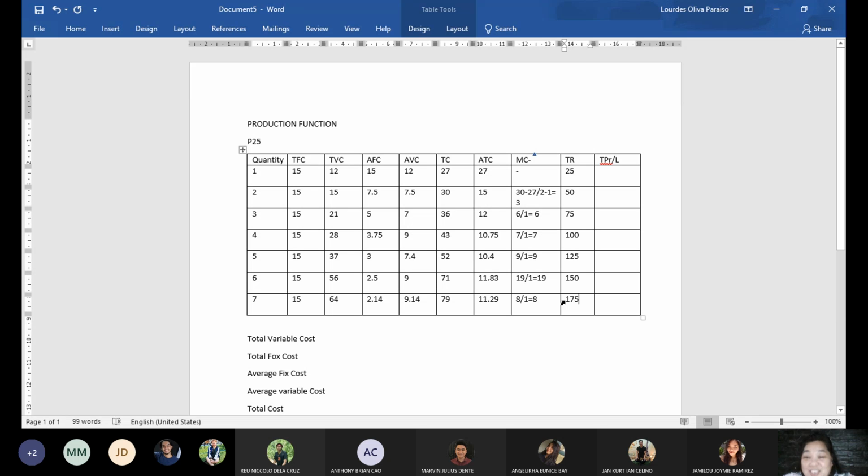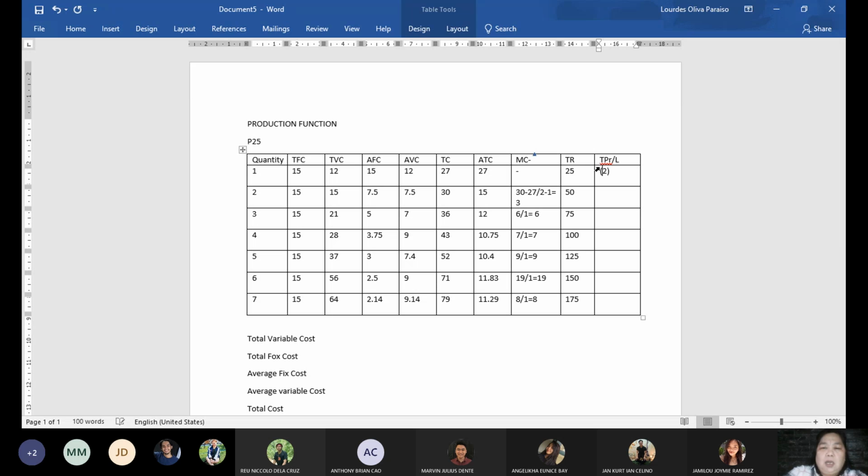Ngayon, makukompute nyo na ba ang tubo nyo ngayon? Price times quantity is equals your total revenue. Price or P times Q. Okay. Ngayon, yung total profit nyo, anong gagawin nyo? Total revenue minus total cost. Dito nalugi kayo ng 2 piso. So, ibig sabihin, lugi kayo sa unang production nyo.